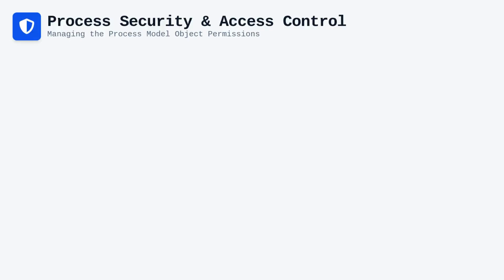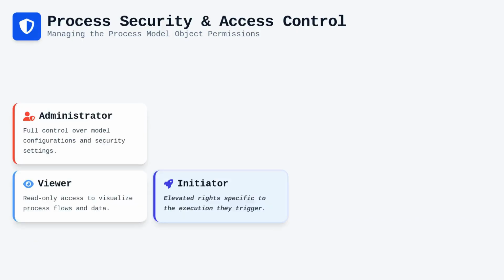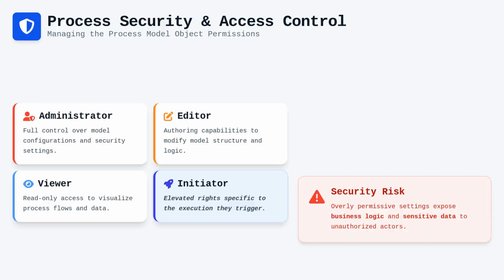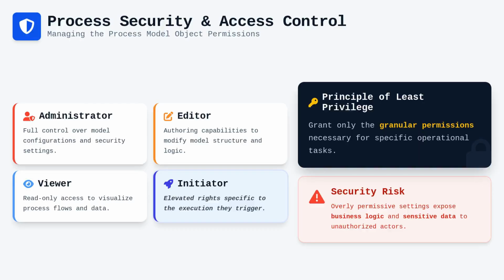Appian categorizes permissions into distinct roles, such as administrator, editor, viewer, and importantly, the initiator versus the standard user. An initiator is the user who triggers the process instance, and their rights are often elevated within the context of that specific process execution. In contrast, the process designer role implies authoring capabilities, allowing users to modify the model structure and logic. Managing these roles correctly is vital, as overly permissive settings can expose business logic or sensitive data to unauthorized internal actors. You must always adhere to the principle of least privilege, granting only the granular permissions necessary for a user to perform their specific operational tasks.